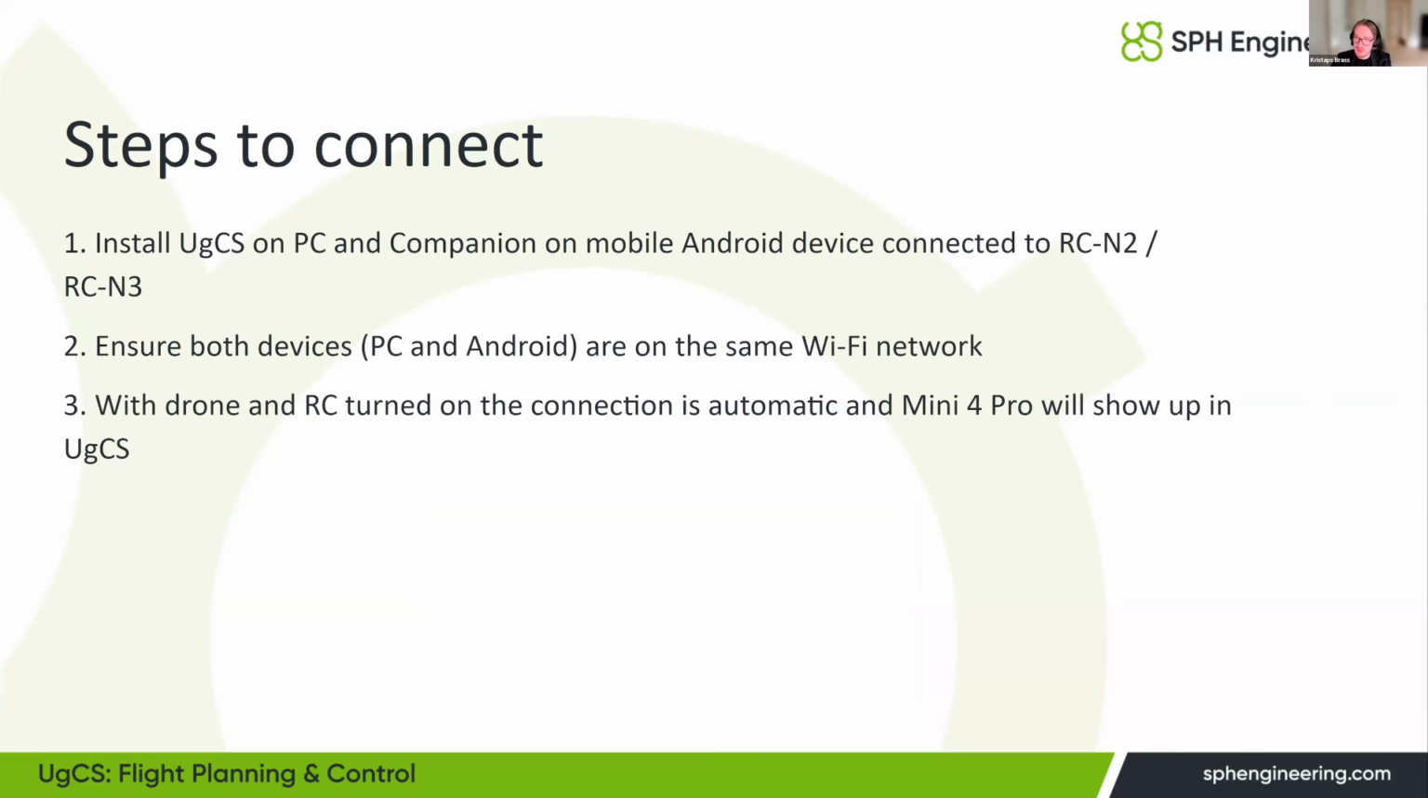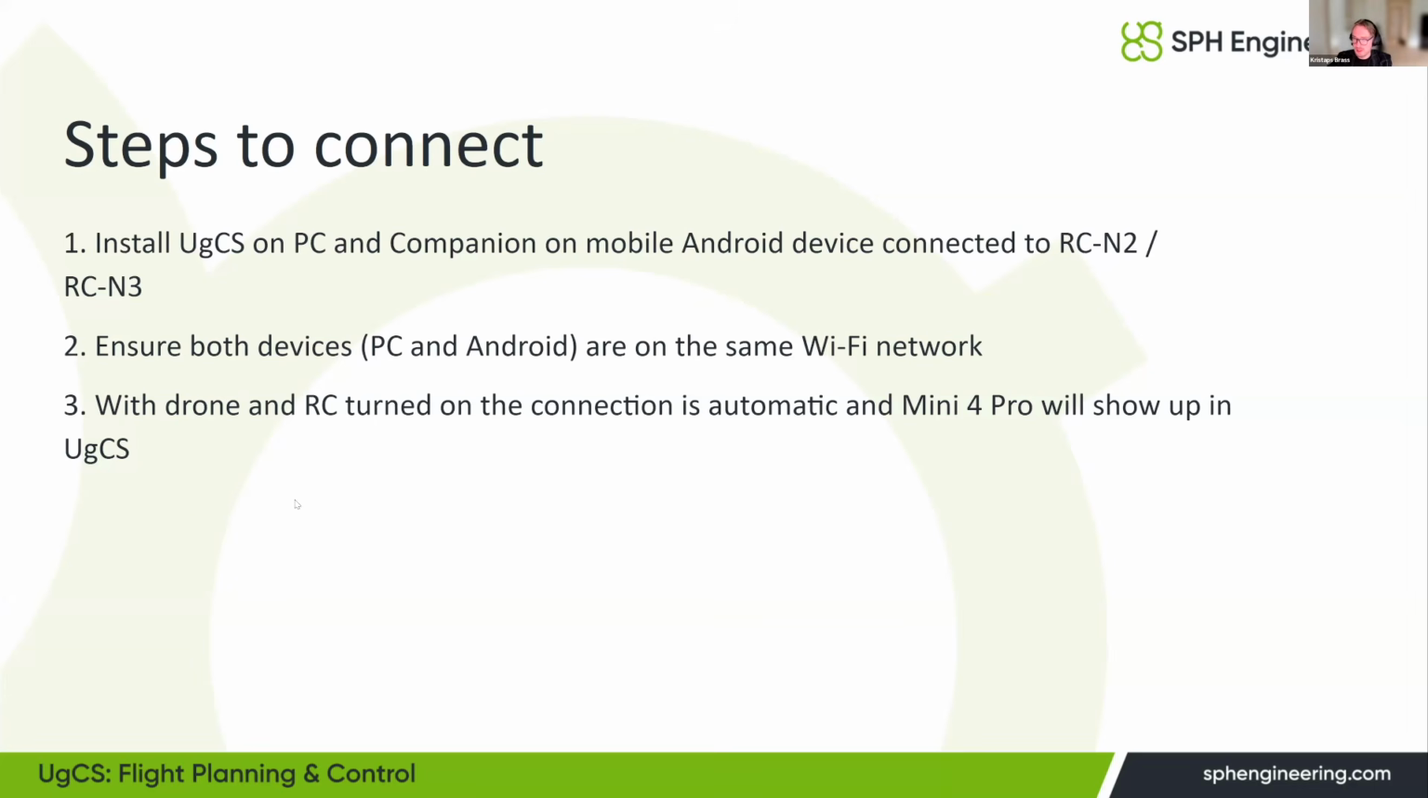So obviously you need to have UgCS on your computer, PC, Mac, or whatever you have. Then you need to have a mobile Android device that's connected to the DJI RC N2 or N3, whichever you have. You need to ensure that both devices are on the same network, meaning that the computer and the Android device are on the same Wi-Fi. Again, when you're out in the field, this doesn't mean you need to have internet on that network, but this just has to be some Wi-Fi network to be able to transfer the routes. When you're using a mobile phone, this can even be the mobile phone's hotspot to which you can then connect from the computer. So it's also one way.